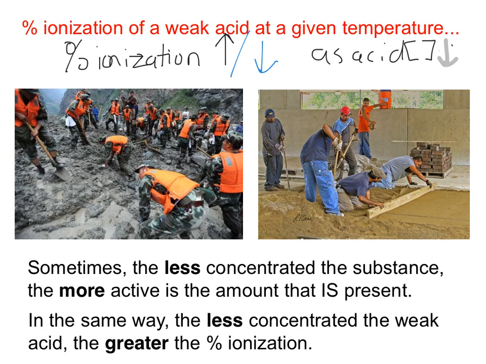So if you take a look, actually, let me make that blue. This is going to go up. So I got my two blues. As percent ionization goes down, the concentration of the acid goes up. As percent ionization goes up, the acid concentration is going to go down. All right, so these two go down. Sometimes the less concentrated the substance is, the more active the amount that is present. In the same way, the less concentrated the weak acid is, the greater the percent ionization.